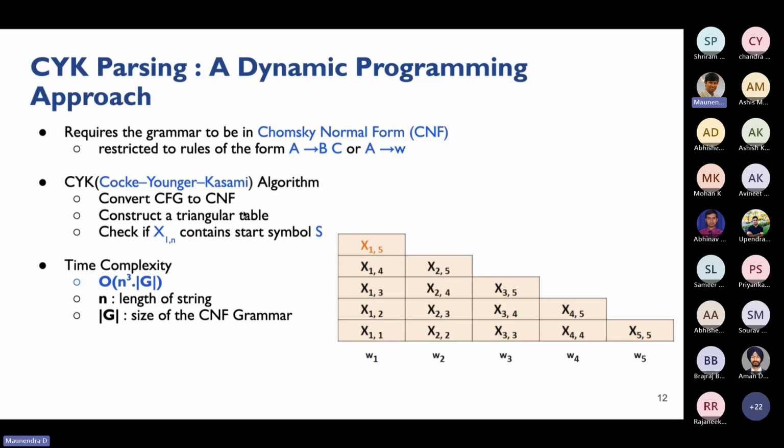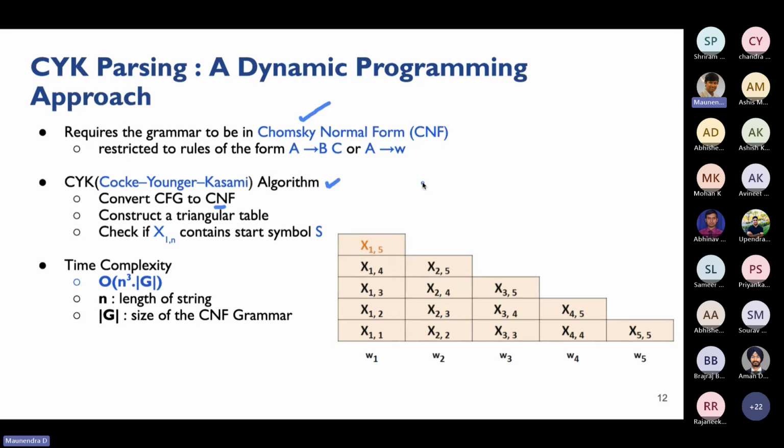Now we'll talk about one approach which is called the CYK algorithm. It assumes that the grammar is in CNF. CNF means Chomsky normal form. In context-free grammar, it is called context-free because in the left-hand side there is one non-terminal.